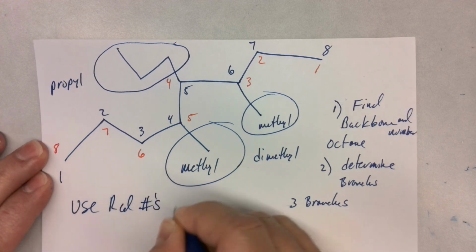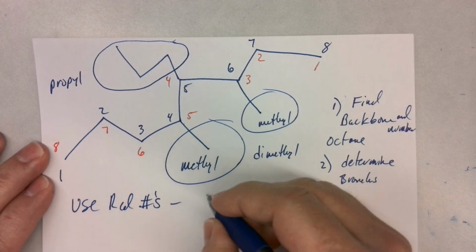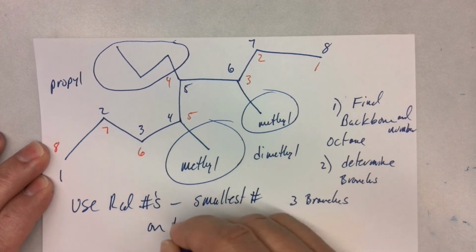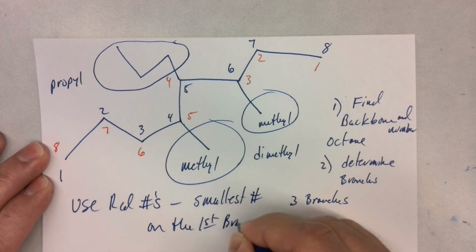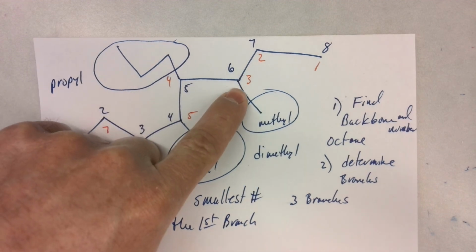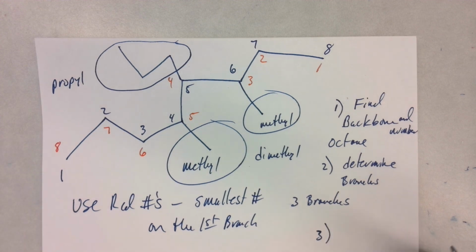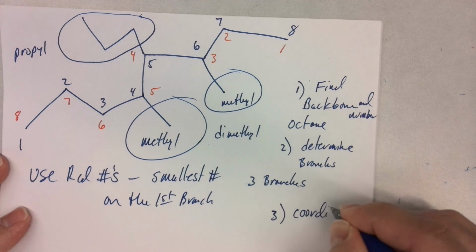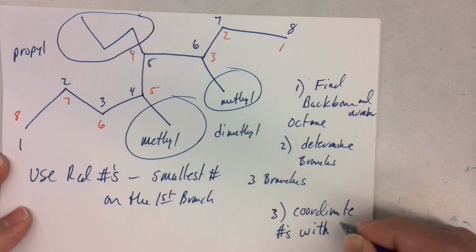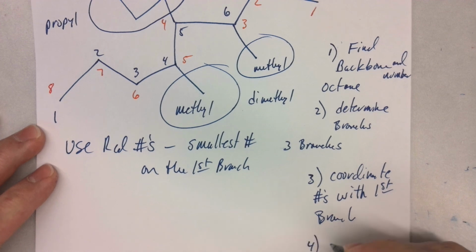Now, why do I want to use the red numbers? The branches out first. Yeah, so I want to go with the smallest number on the first branch, right? If I go with the blue ones, I branch at 4. If I go with the red ones, I branch at 3, right? Then my third thing would be to coordinate numbers with the first branch. Okay? And then the fourth thing would be to just name this sucker.